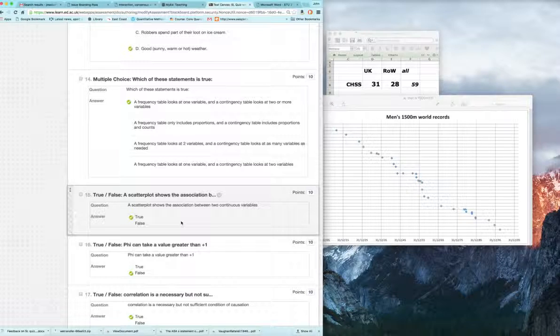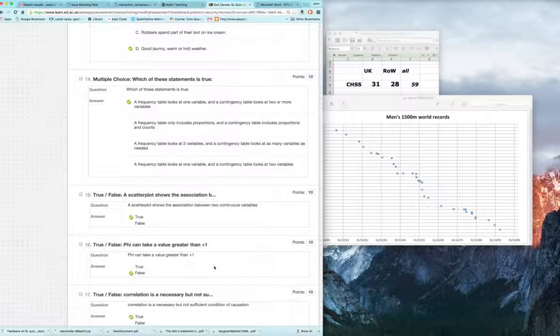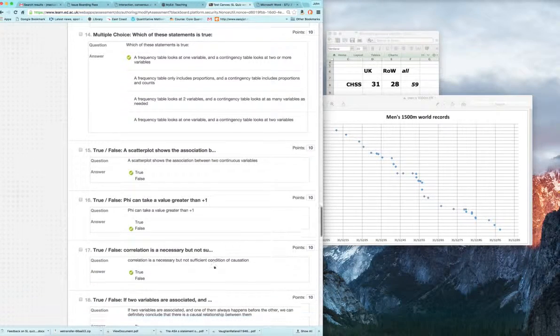A scatter plot does show the association between two continuous variables. Our men's 1500 meters world records is effectively a scatter plot. Phi always takes an absolute value between 0 and 1. It can't take a value greater than 1, simply because it uses the scale of 0 to 1 to express how strong or weak an association is.